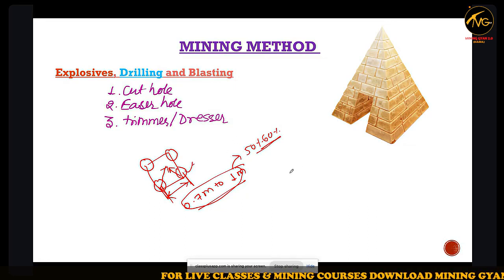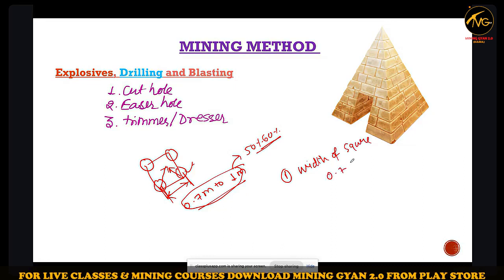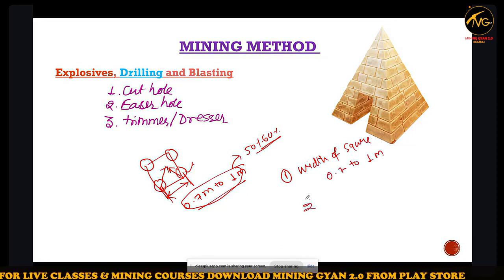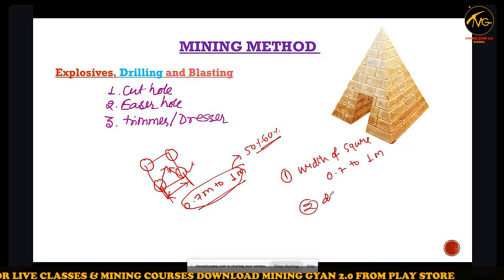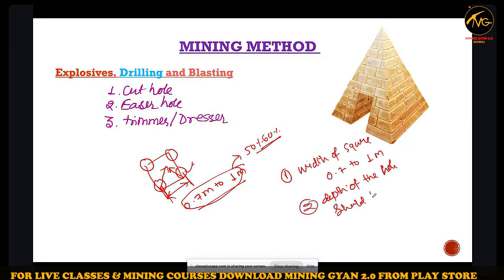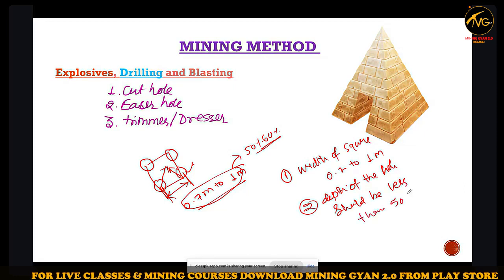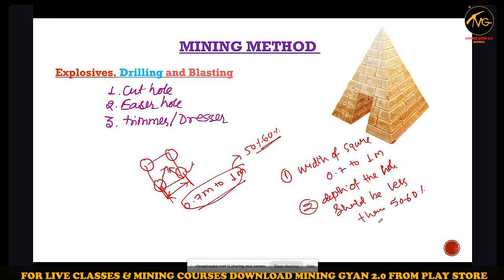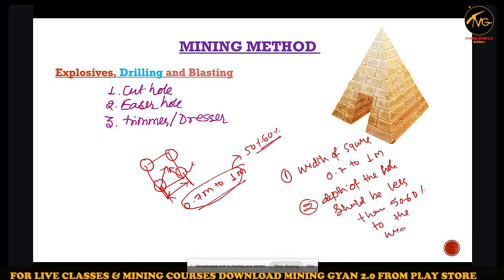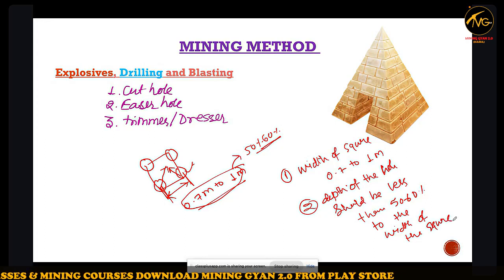What I have discussed are 2 points. First point is the width of the square, which is 0.7 to 1 meter. Second point I have discussed is that the depth of the hole should be less than 50 to 60% of the width of the square. Okay.